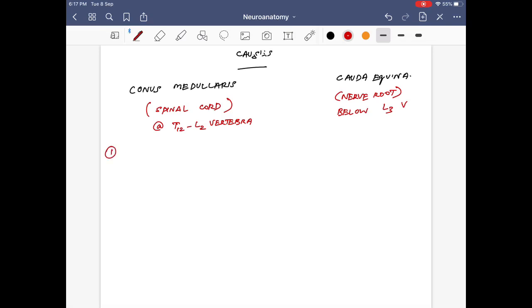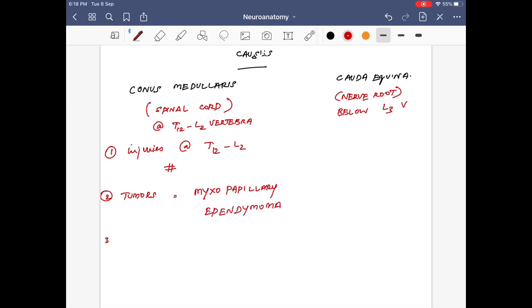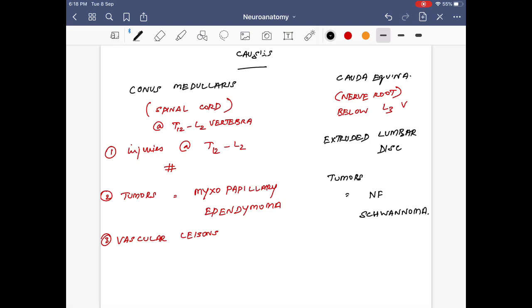The first cause of conus medullaris syndrome is injuries at the T12 to L2 level. This is very common, thoracolumbar fractures. Second is tumors, and the most important tumor is the myxopapillary ependymoma, the most common tumor at this place. The third is vascular lesions involving the spinal cord. Coming to cauda equina, the common causes are an extruded lumbar disc at the L4, L5 or L5, S1 level, and tumors, being schwannomas and neurofibromas.